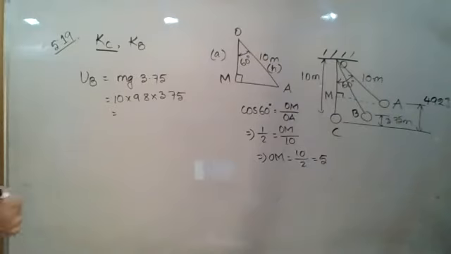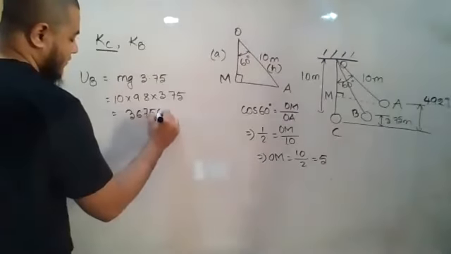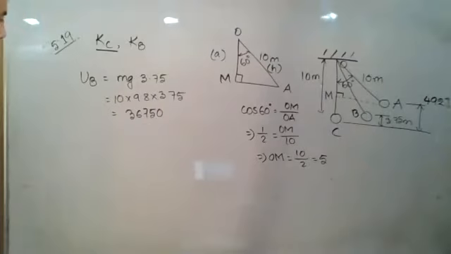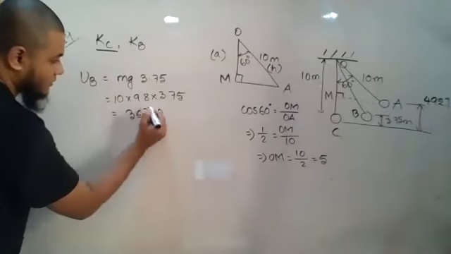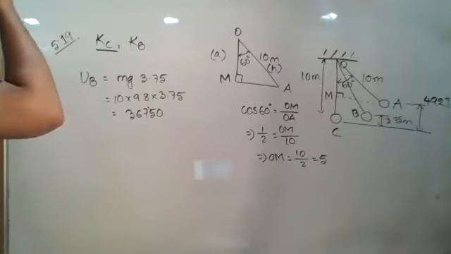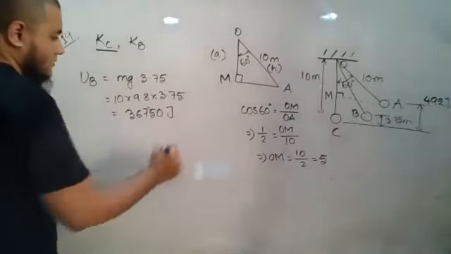36750. Are you sure? Sir, 367.5. 367.5, right? Okay. Then this is joule.